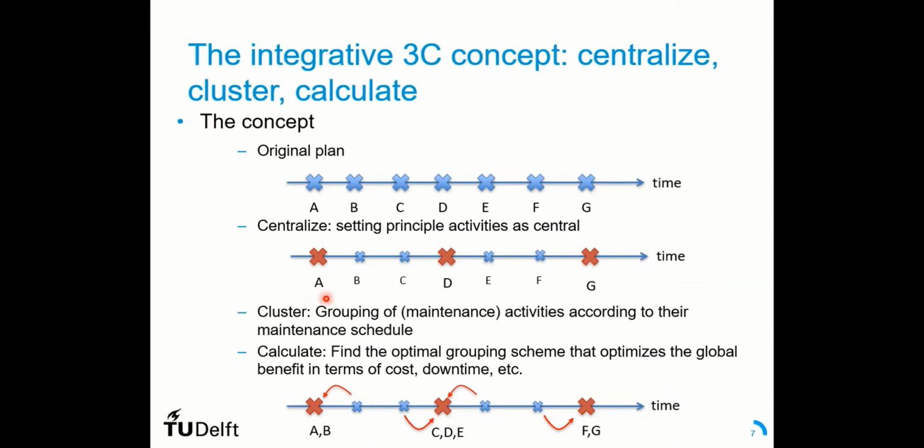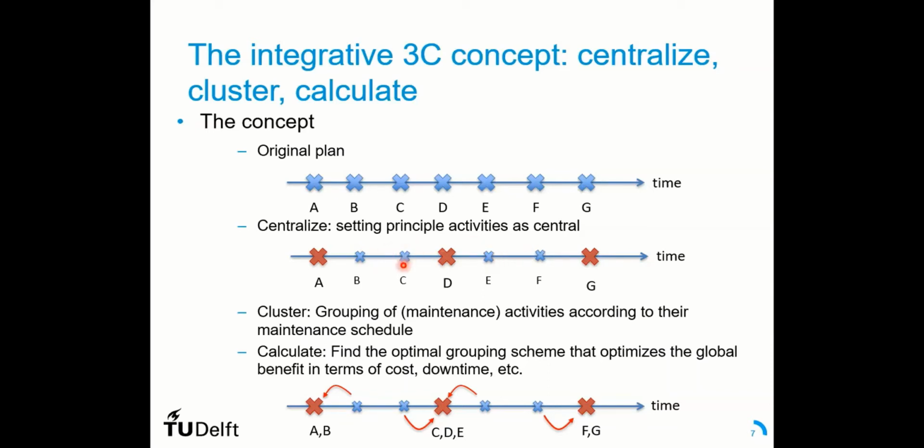For example, activity A, activity D, and activity G are fixed, those are central. We cannot really play with them. All right. Other activities here, B, C, E, and F, are the flexible or non-central ones, so we can really change the execution time. For example, we can make B implemented with A or with D and so on. So we have some flexibility to play with other activities.